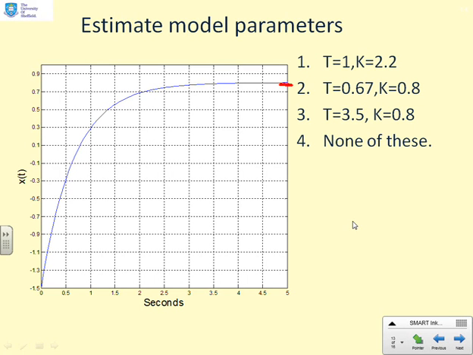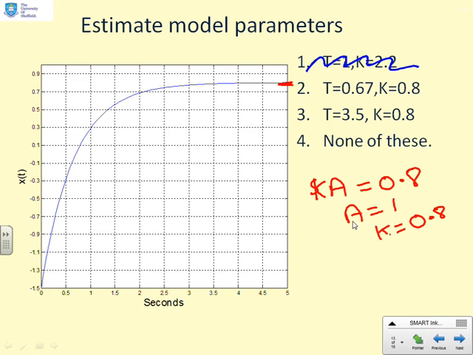Now, if you look here, you'll see we've got a steady state, or let's rewrite it as Ka equals 0.8. If we assume that A equals 1, that gives me K equals 0.8. And you'll notice from the proposed solutions above, that means it can't be this one. Okay? Right, next we want to get the time constant.